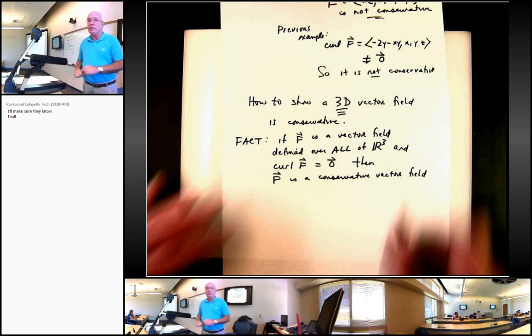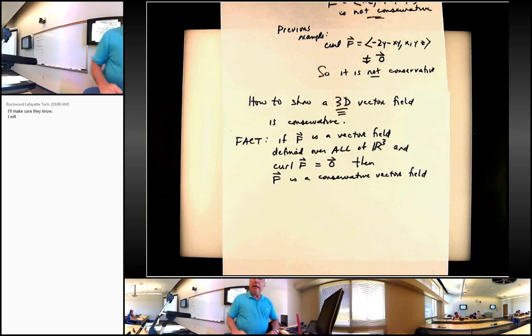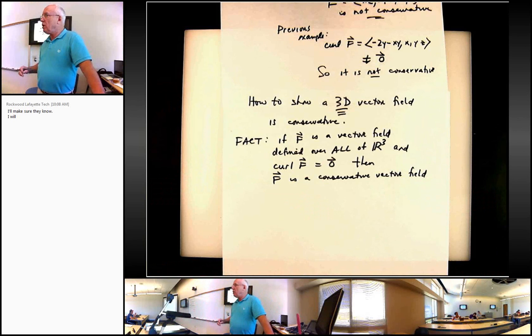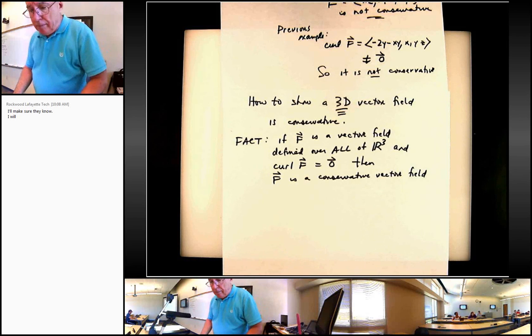And the thing is, we certainly like conservative vector fields because when we calculate their line integrals, all we have to look at is the value of the little f function at the end of the line minus the value at the beginning of the line. Okay.